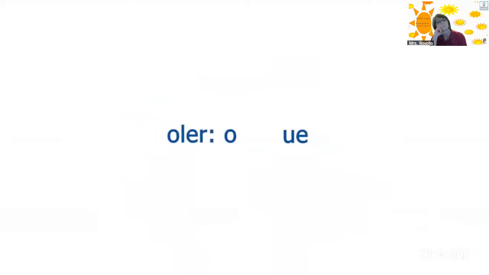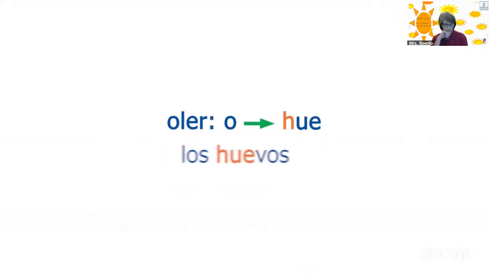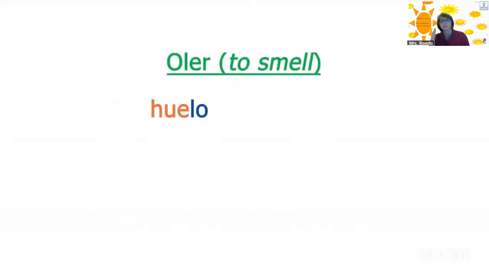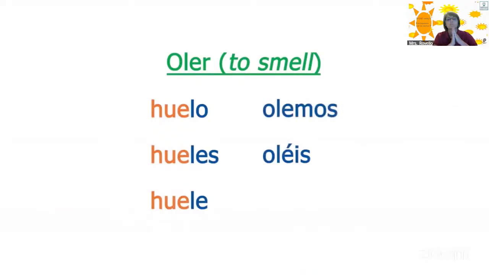On to oler, which is basically an O to UE stem change verb. But because the O is at the beginning of the word, in this case, the stem becomes HUE. Words in Spanish that begin with the we sound are written with a silent H, like the words for eggs, los huevos. So the forms of oler are huelo, hueles, huele, olemos, oléis, and huelen. Remember that nosotros and vosotros forms do not make the O to UE change.